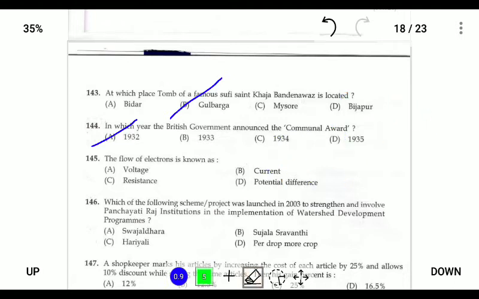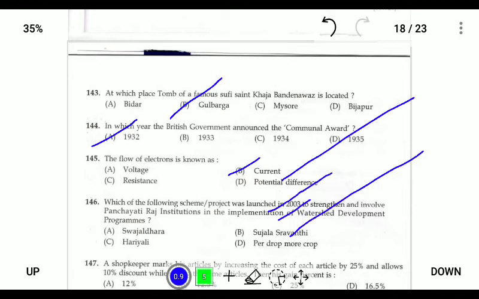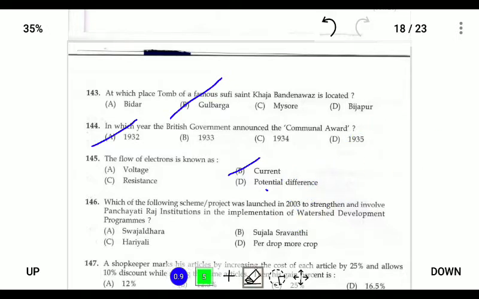Next, the flow of electrons is also known as current. So what is current? Current is actually when electrons flow from one terminal to another terminal. So this is also known as current.